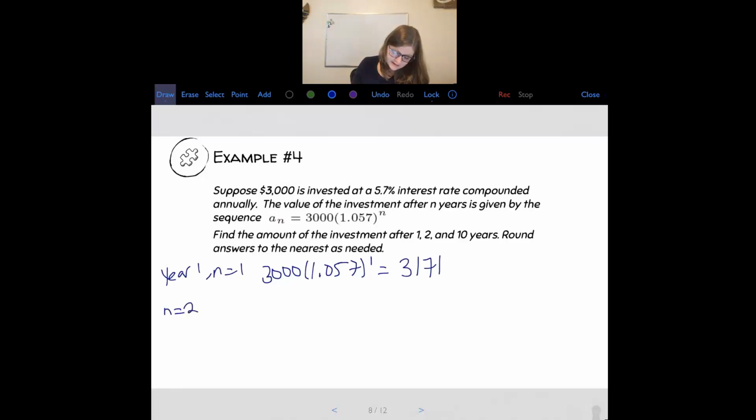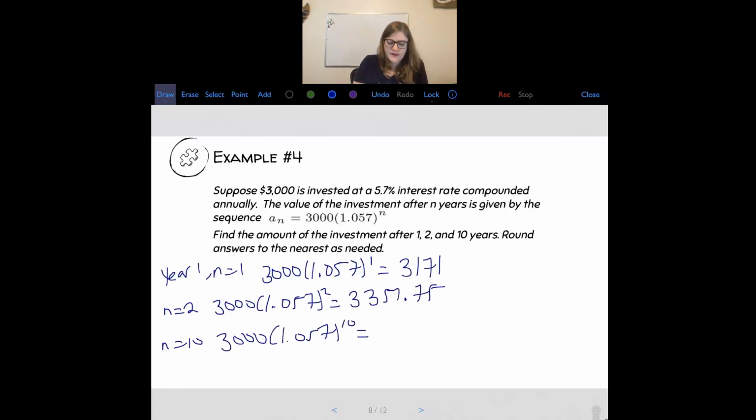For the second year, n is equal to 2, so we have 3,000 times 1.057 to the second power. And we get 3,351, and if you're rounding to the nearest cent, remember that's the second decimal place, it becomes 0.75. Year 10 is n is equal to 10, and we plug that in as well. So this gives us $5,222.41. Okay, so that would be the investment.